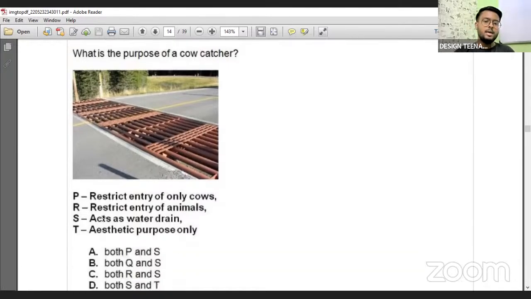Hence, R and S can be. Now, restrict entries of cows only cannot be. Aesthetic purpose only cannot be an answer. So, P and T, whichever option has P and T, you need to cut it off. So option A is a wrong answer, option D is a wrong answer. Now, out of B and C, something is right. In B, they talk about Q and S, both Q and S, but we don't have anything as Q. So B is obviously a wrong option, and C is the correct answer.